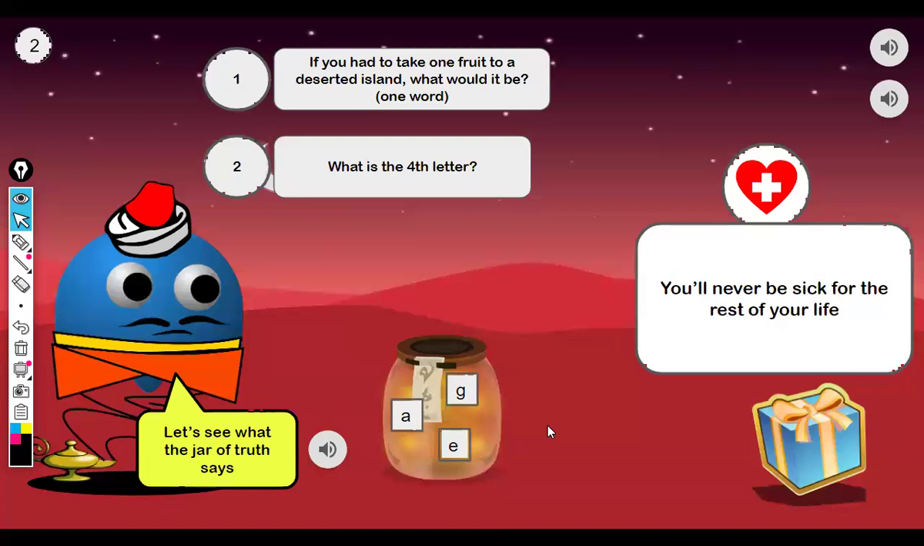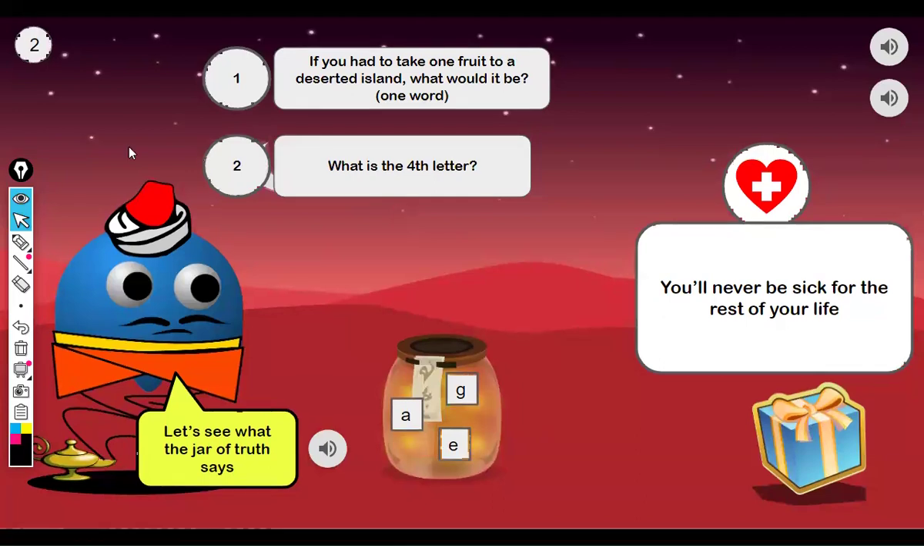Anybody whose favorite fruit has A, G, or E as its 4th letter? If so, you win the prize of never being sick for the rest of your life. Okay. If you didn't win, don't worry. We have other games coming up.